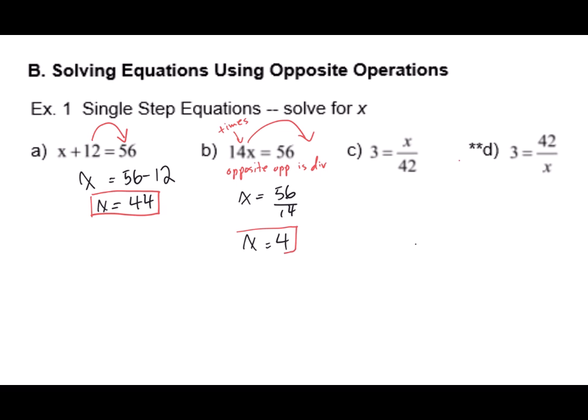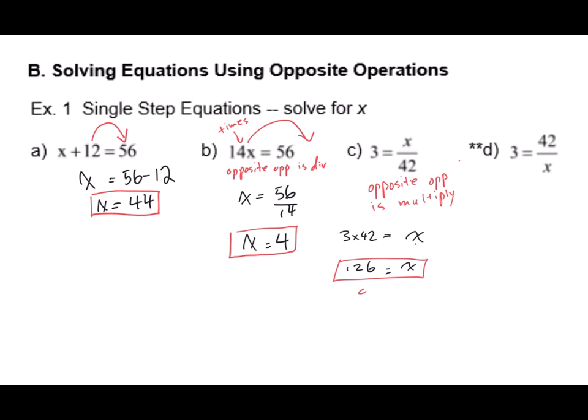Now, for the next problem, we have 42 being attached to x, which is really x divided by 42. So what we're going to do is the opposite of that, which is multiplication, when we move it to the other side. So now we're going to end up with the following: 3 times 42 is going to equal x. When we solve, we end up with 126 is equal to x.